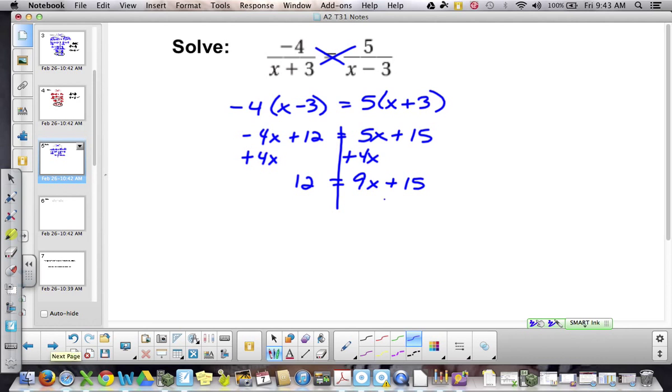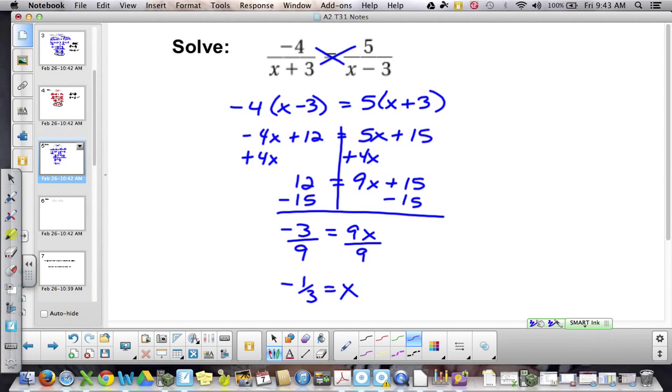Subtract 15 on each side to get rid of the plus 15. Leaves me with negative 3 equals 9x. And then divide by 9. So we get negative 1/3 equals x.